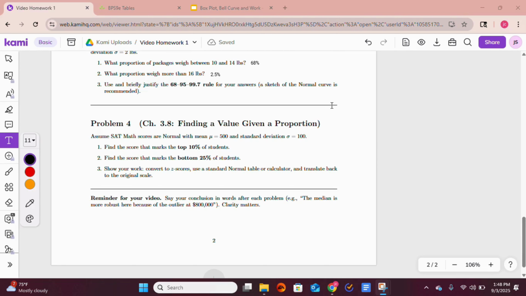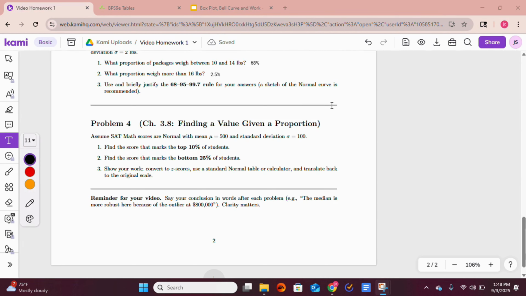Moving on to our fourth and final problem, it states, assume math scores are normal with a mean of 500 and standard deviation of 100. Using this, it asks us to find the score that marks the top 10% of students. Top 10% means the cutoff has 90% of students below it. So our percentile would be p equals 0.9.